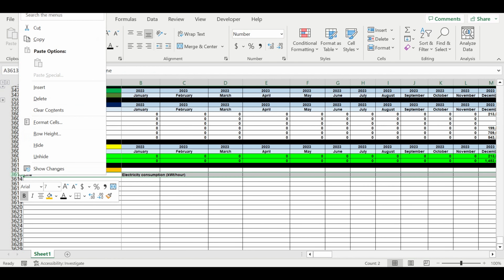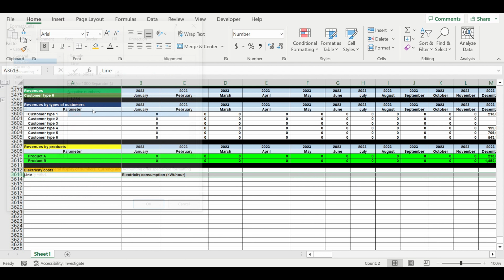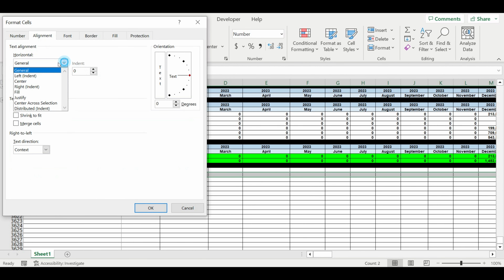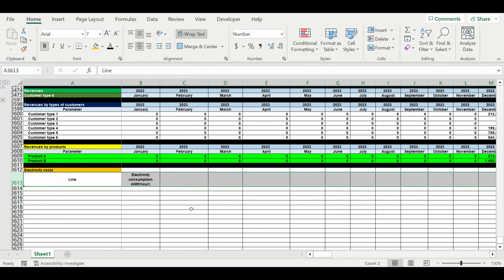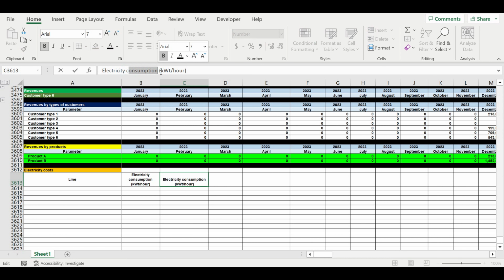Let me format cells, alignment, center, wrap text. Okay, so this will be electricity consumption, electricity cost, this will be nominated in dollars per kilowatt.